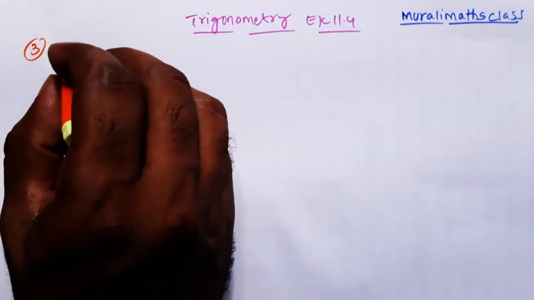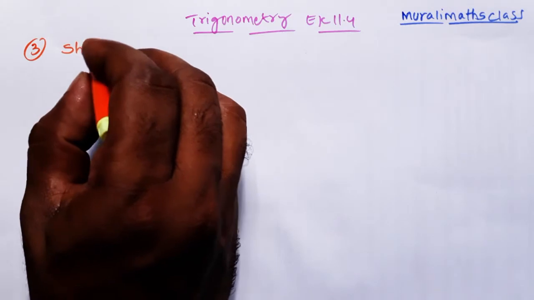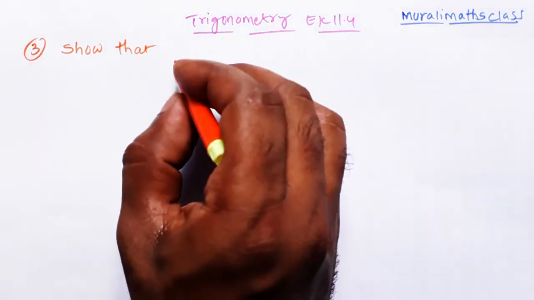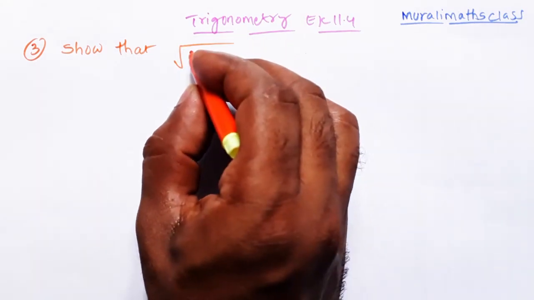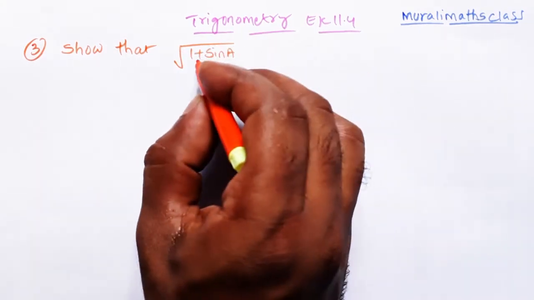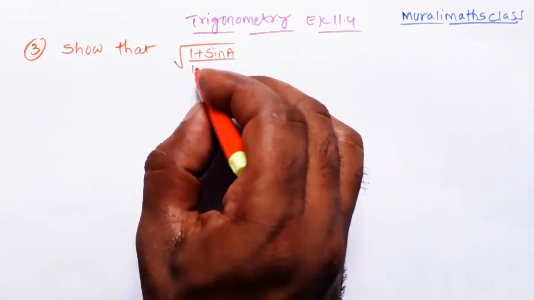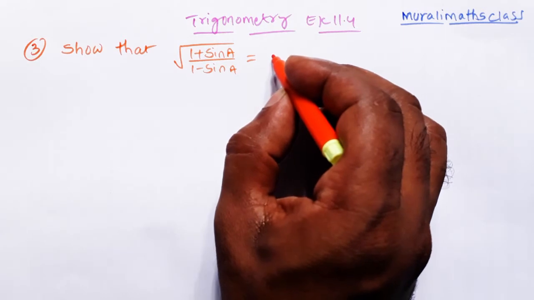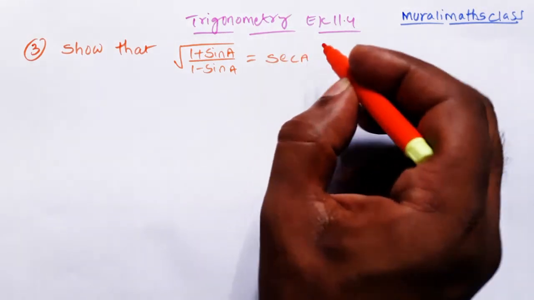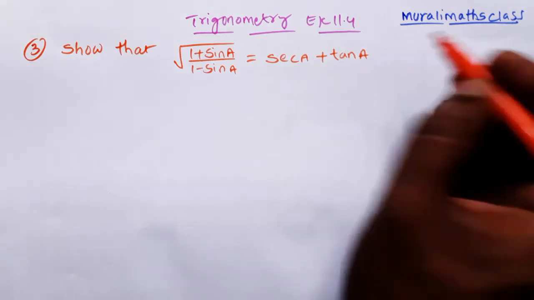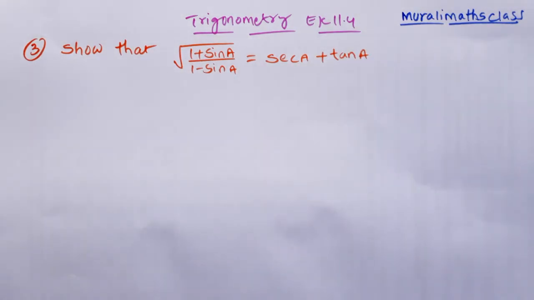Show that square root of (1 plus sin A) divided by (1 minus sin A) equals secant A plus tan A. This we need to show.